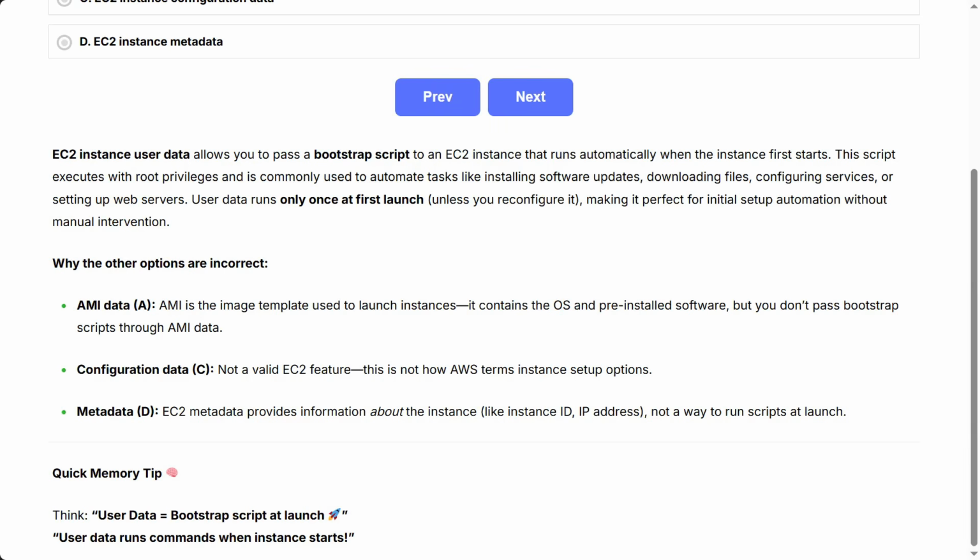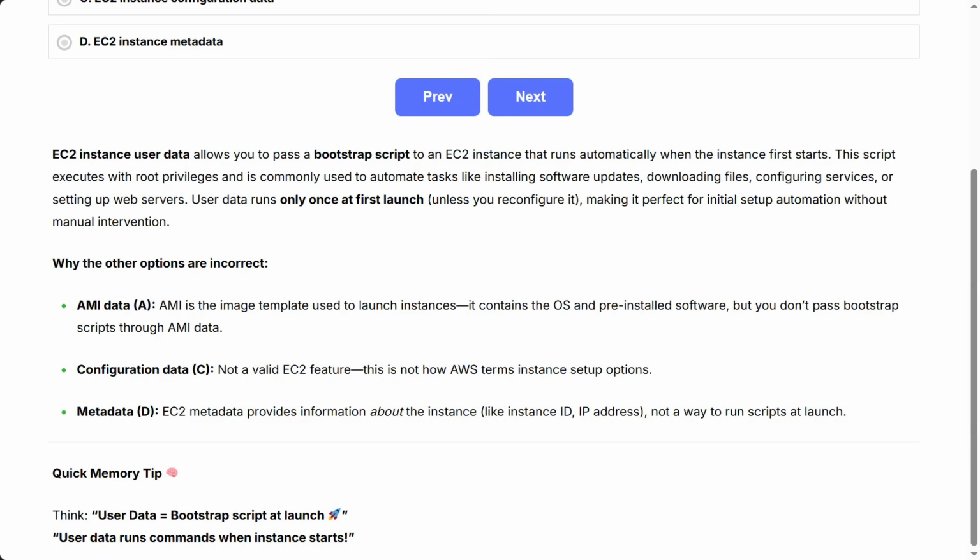AMI data, A. AMI is the image template used to launch instances. It contains the OS and pre-installed software, but you don't pass bootstrap scripts through AMI data. Configuration data, C. Not a valid EC2 feature. This is not how AWS terms instance setup options. Metadata, D. EC2 metadata provides information about the instance, like instance ID and IP address, not a way to run scripts at launch.